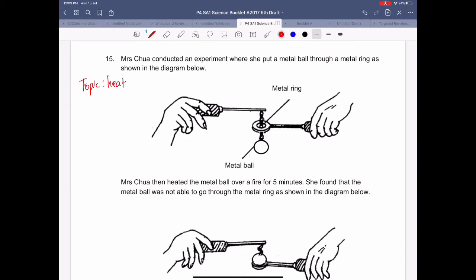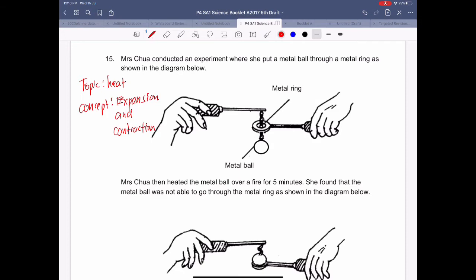And when you see a metal ball going through a metal ring, straight away you will also know that the concept is probably 99% expansion and contraction. So I just want to talk about experience being different from just memorizing the answer for the sake of memorizing. So this is one very good example. One look at it, I know expansion and contraction, no need to see already, heat topic. Okay?